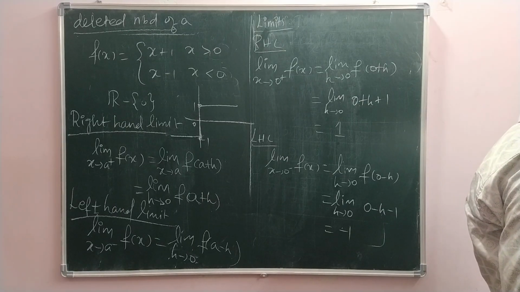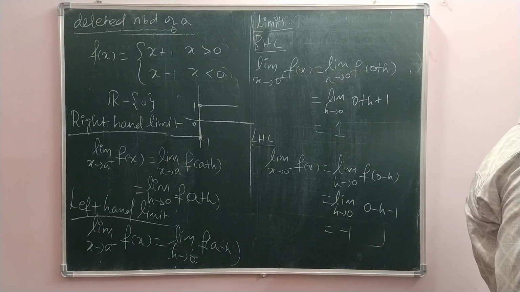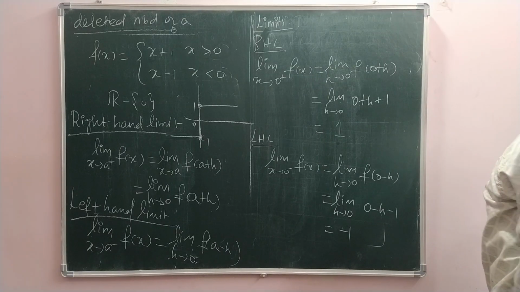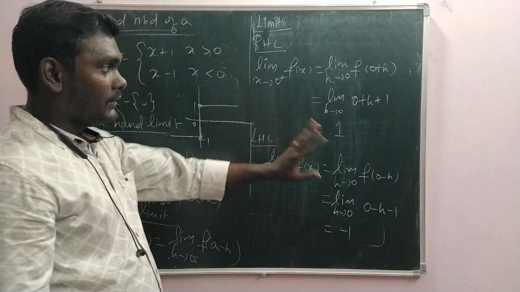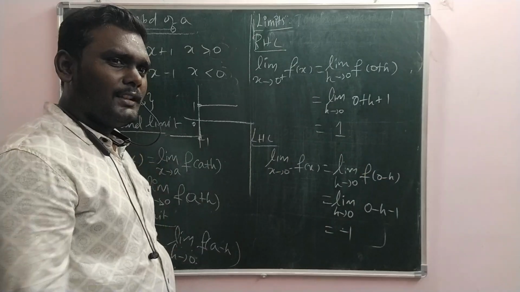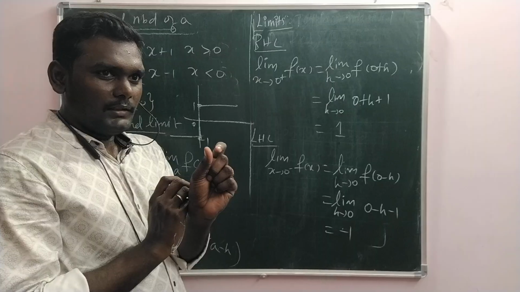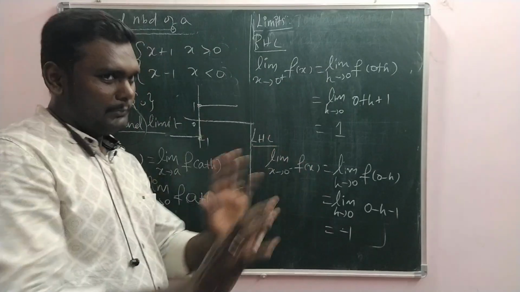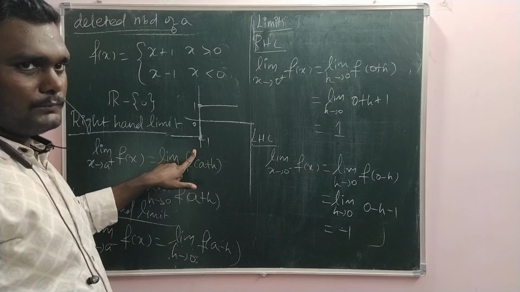And one more example. No, it is not h also. h tends to 0 in all the cases. As I told you, h is a very small difference that always approaches 0. It is not just because of 0. This is the case for 0.